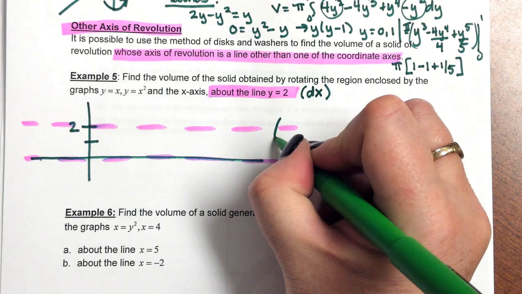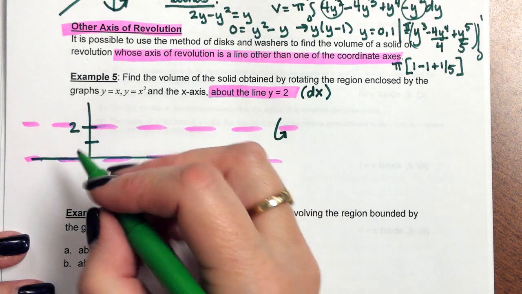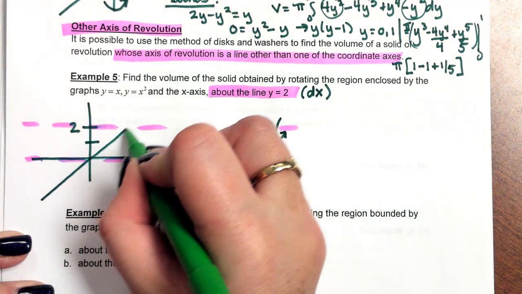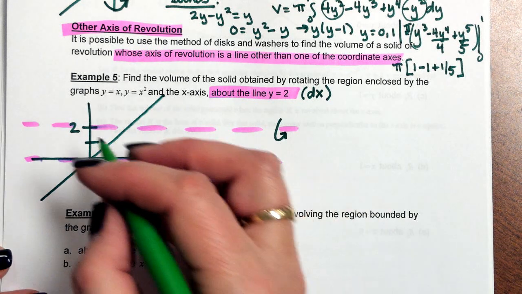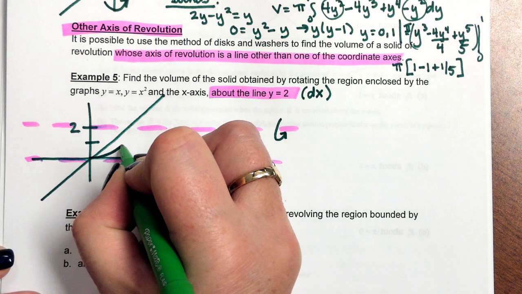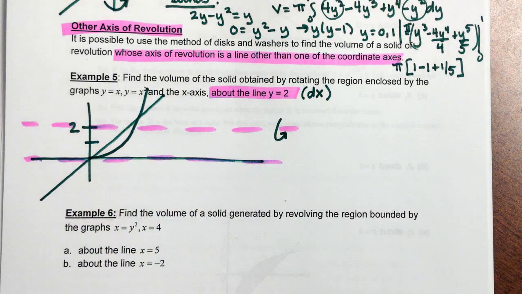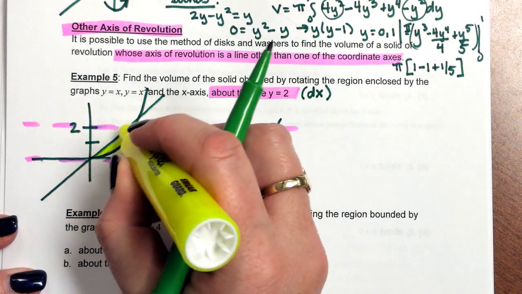Again, I'm rotating it about this line y equals 2. So my graph y equals x is a line with a slope of 1. And again, I've got the equation y is equal to x squared. Again, I'm going to calculate the volume of this particular region.